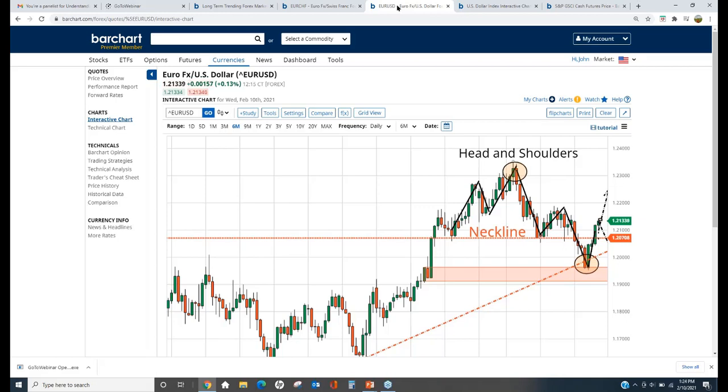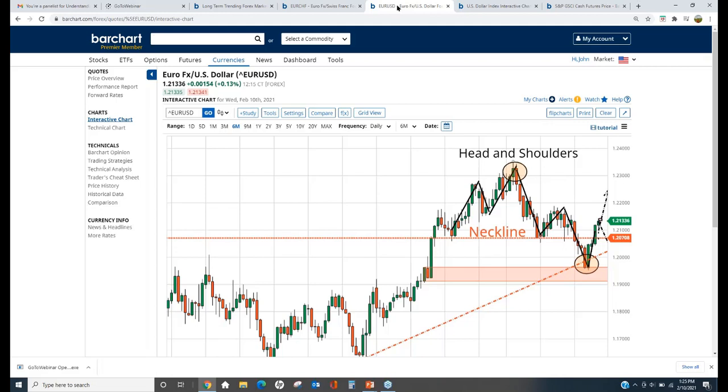So I have a chart here of the Euro FX US dollar, and I was looking at this morning, not particularly for Forex, but just for chart patterns. I know a lot of folks are interested in certain types of chart patterns, and this one is a classic picture of what we call a head and shoulders. A head and shoulders is really just how a market transitions from one trend to another.